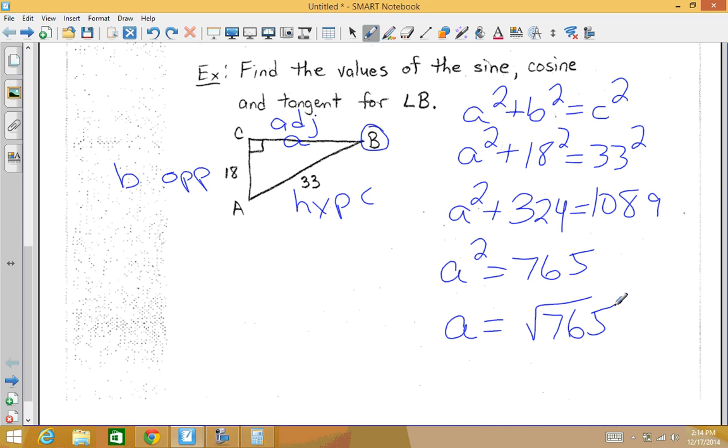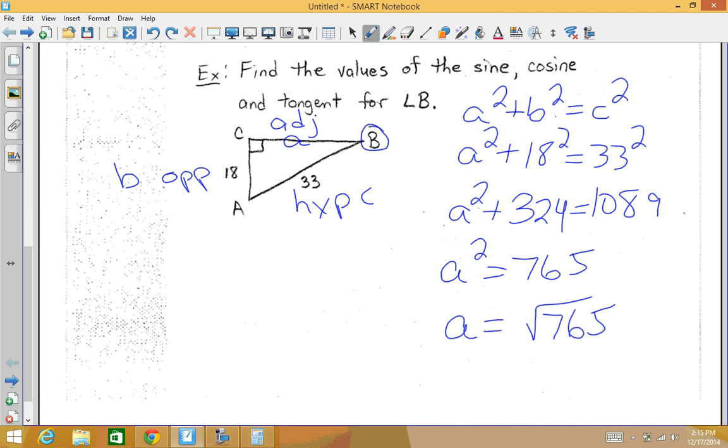Now, I know in the past when we've taken square roots in equations, we often put a plus or minus. Well, that's not needed anymore because it doesn't make any sense to have a side length be negative. So we don't consider the negative option anymore. We're just going to go with the positive square root of 765.